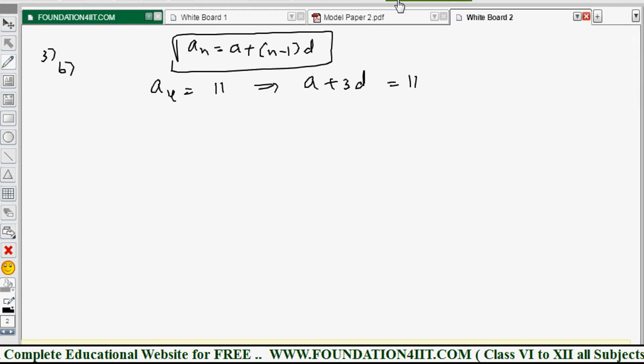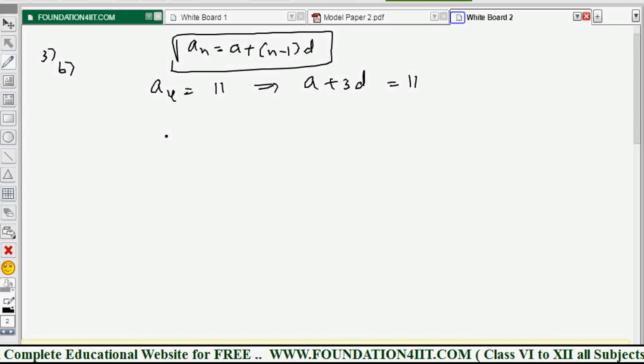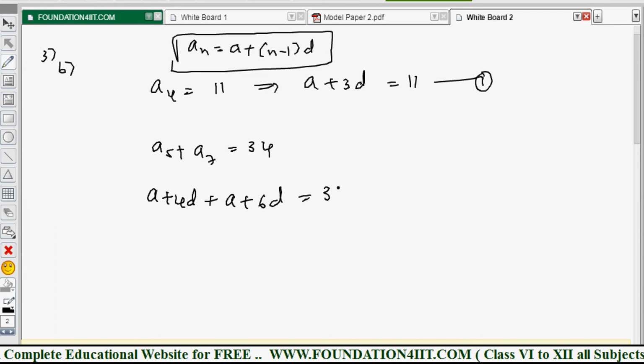And the other statement is given: the sum of the fifth and seventh terms is 34. Therefore A5 plus A7 is equal to 34. This is equation 1. A5 is A plus 4D, A7 is A plus 6D, equal to 34. So 2A plus 10D is equal to 34. We take 2 common and cancel, then A plus 5D is equal to 17.